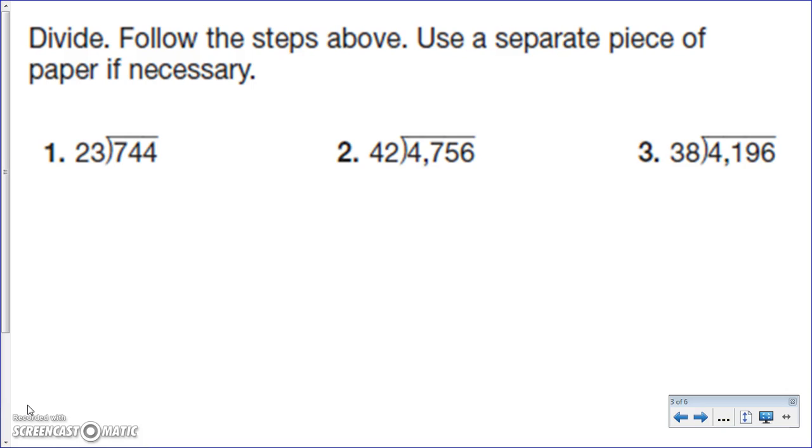We know that 23 is close to 20 and 3 times 20 is 60, so it's probably going to go in 3 times. So we're going to try that as our first multiplication. So 3 times 3 is 9, and then 3 times 2 is 6. So we get 69. And we know that's as close as we can get without going over 74. So we know 23 goes into 74 3 times. So we're going to put the 3 right above the 4 that's in the middle of the number.